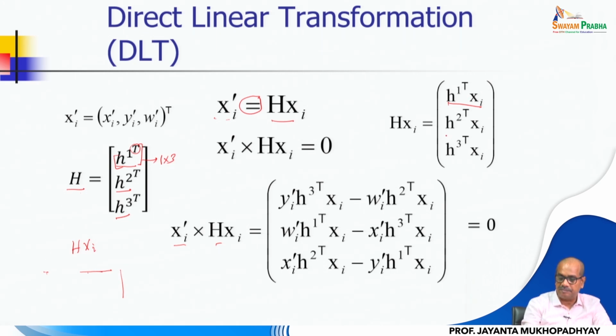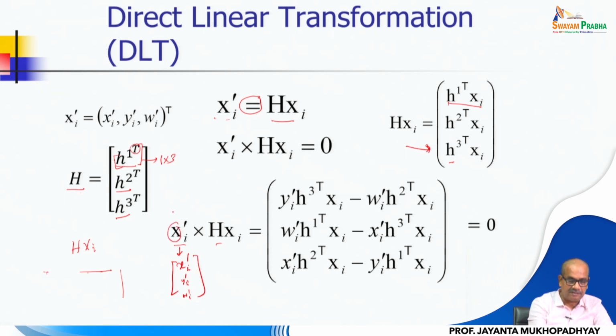Similarly, dot product of second row vector and column vector, and dot product of third row vector and column vector. That would give me the equivalent transformed point, which is also represented as a vector. And now if I perform the cross product, so xi prime is written as xi prime, yi prime and wi prime. Note that this notation is overused.